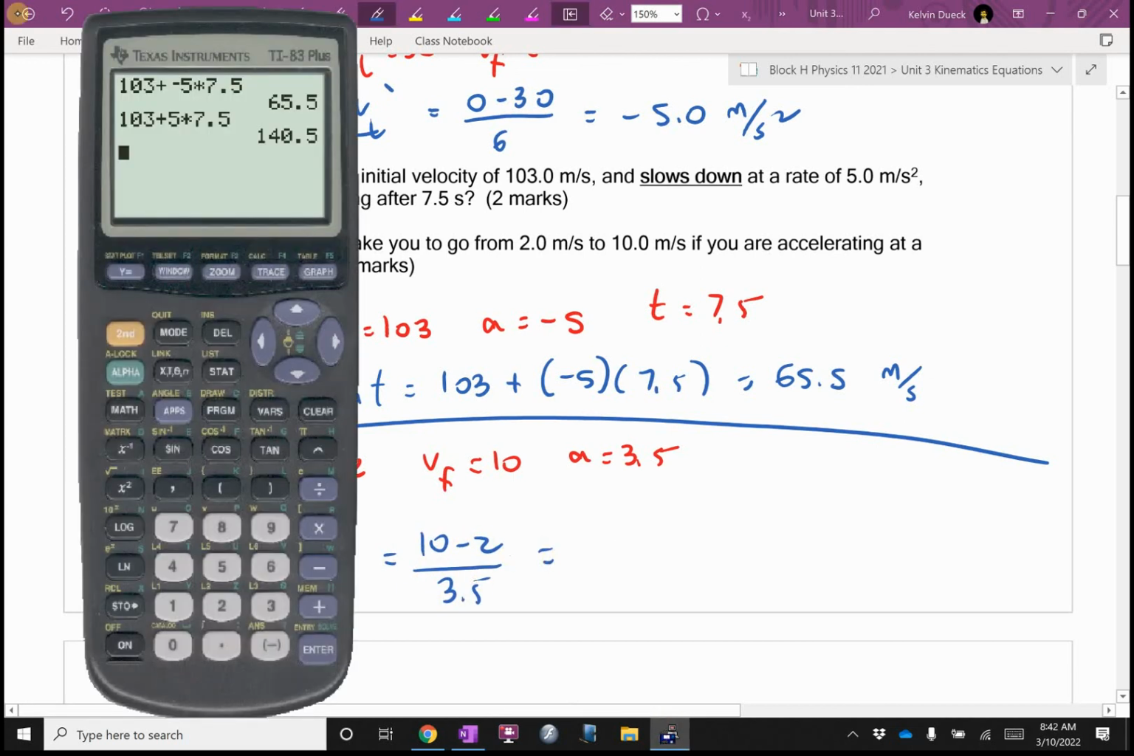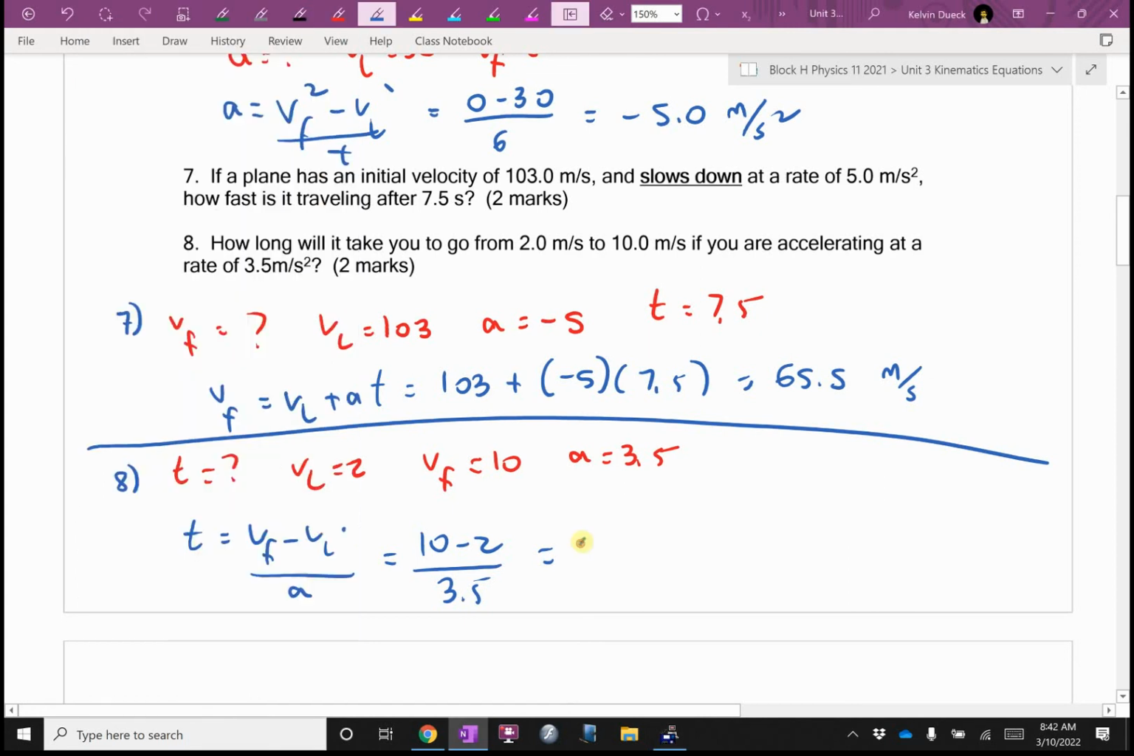Ugh, this is going to be yucky. 10 minus 2 divided by 3.5. You'll get, I would take 2.29. I would take 2.3. If you said 2.28, I would take a half mark off. And it's time, seconds.